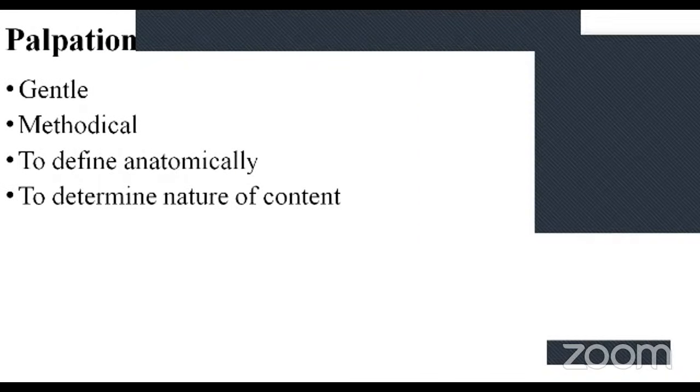Palpation, okay. Now the real examination, or the doctor's job, is here: palpation. So like a good doctor, let us be gentle while palpating the patient. Let's not hurt them. And we will do it in proper order, in a methodical way. We'll palpate, not simply just going and putting our hands on the swelling. We'll do it in a very methodical way.